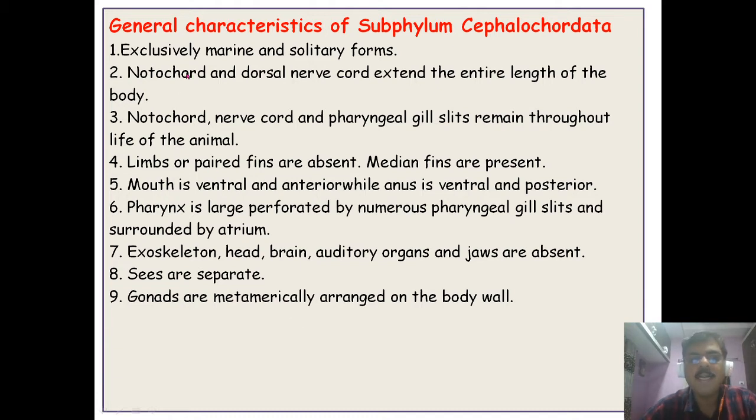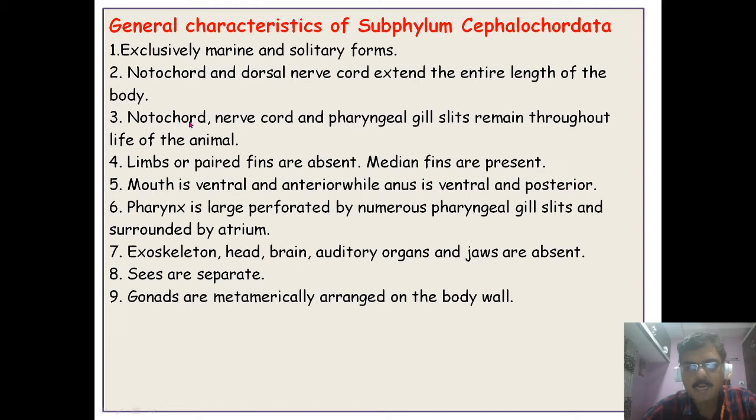These cephalochordates are exclusively marine and solitary forms. Exclusively marine means they are living in the marine water or the sea water, and they are not living in a colony. They are living singly, and therefore they are solitary forms. Notochord and dorsal nerve cord extend the entire length of the body, from head region to tail region. These are the two chordate characteristics.